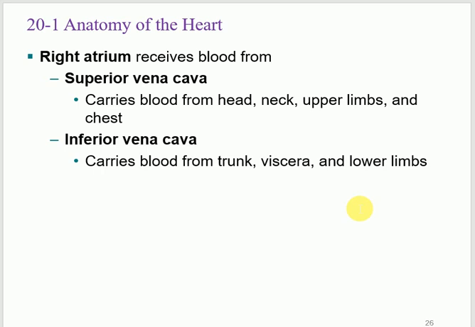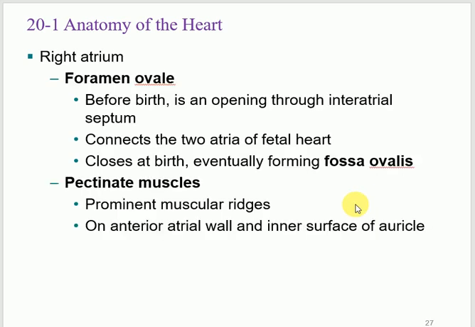Superior and inferior vena cava, again, bring the deoxygenated blood from the upper part of the body above the heart, and the inferior vena cava from under the heart, into the right atrium.